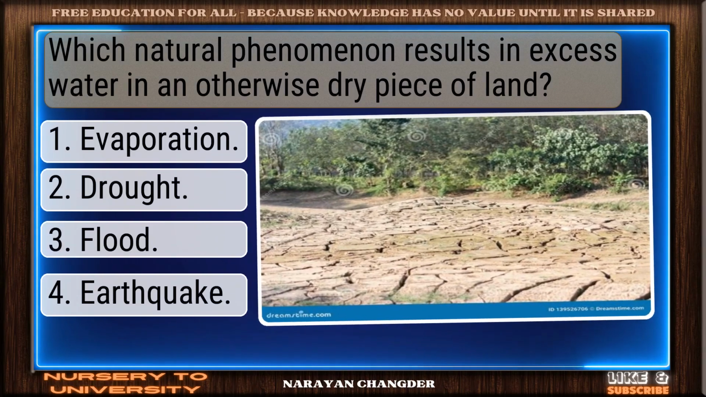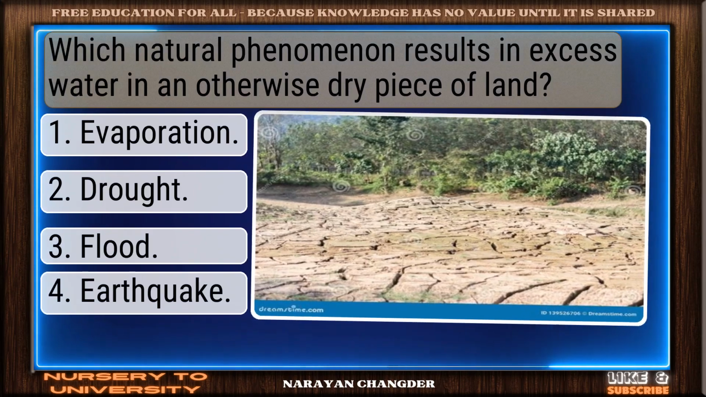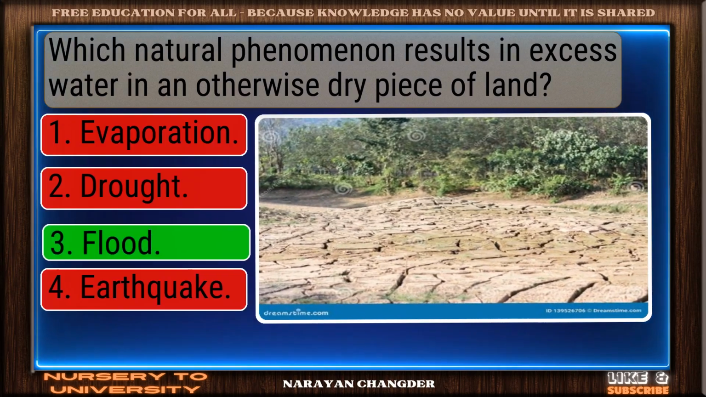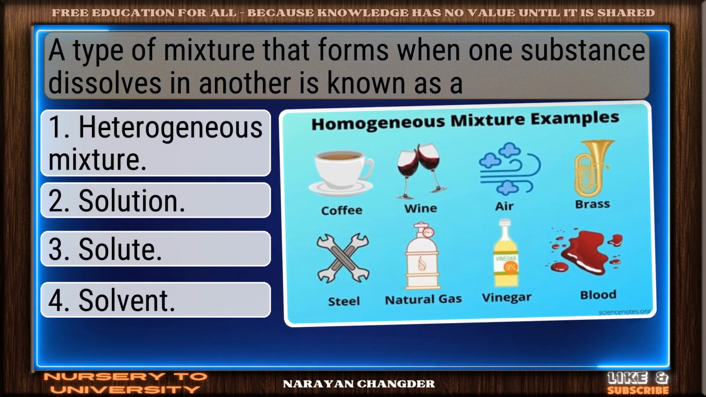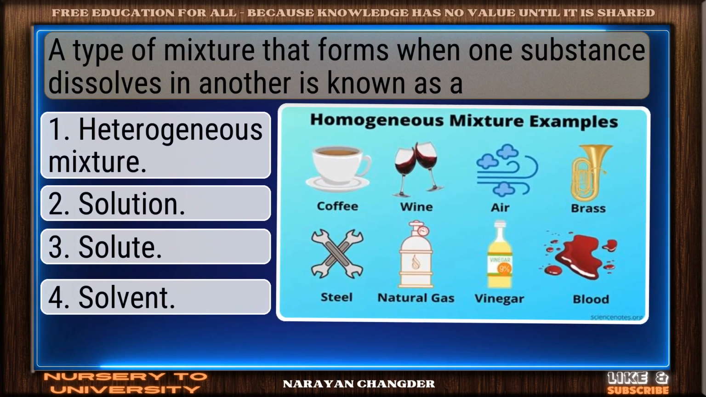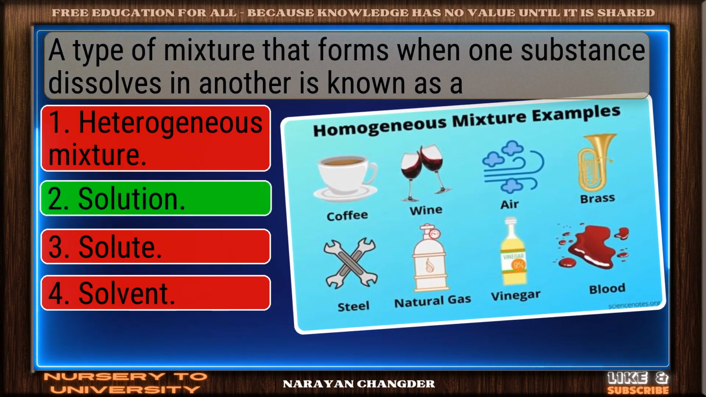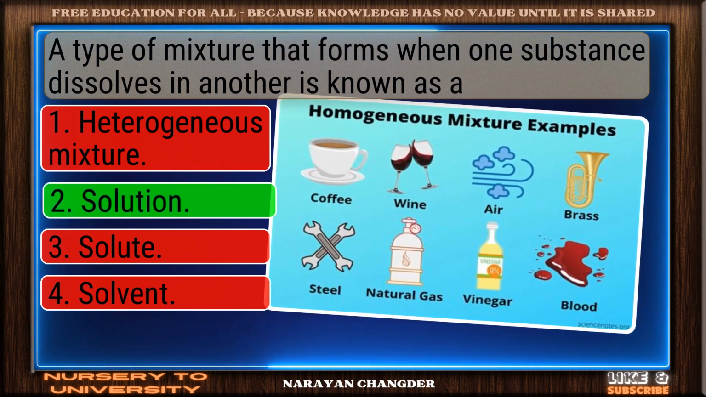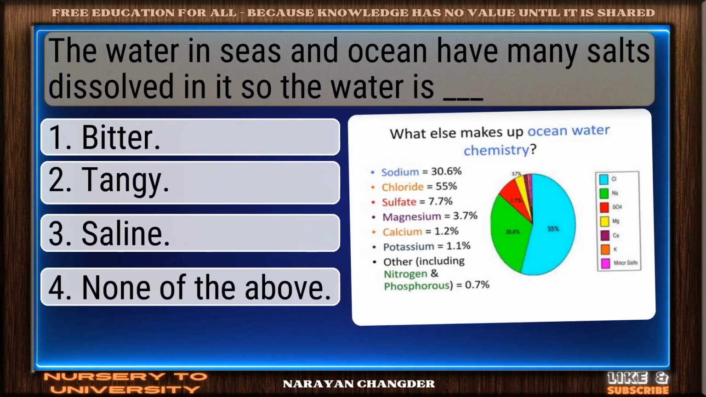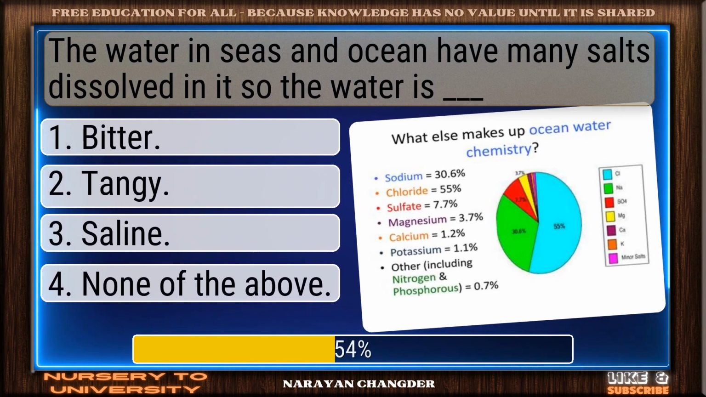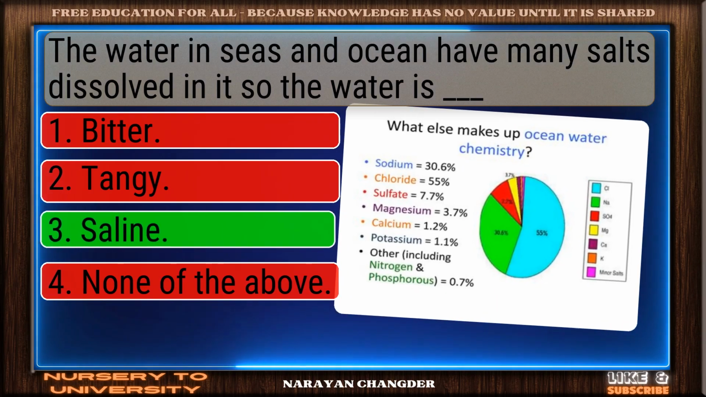Which natural phenomenon results in excess water in an otherwise dry piece of land? Excellent. Flood is a brilliant choice. A type of mixture that forms when one substance dissolves in another is known as a. Good thinking. Solution is the right answer. The water in seas and ocean have many salts dissolved in it, so the water is dash. Nice selection. Saline is the correct and valid answer.